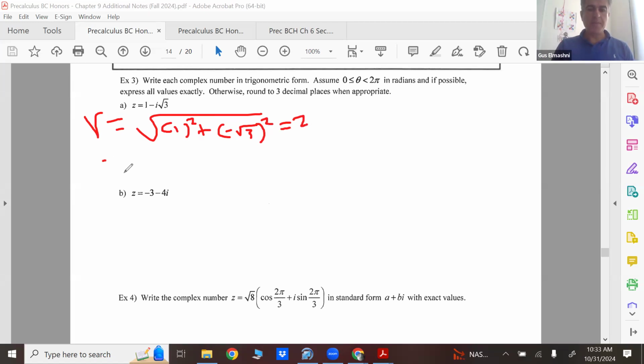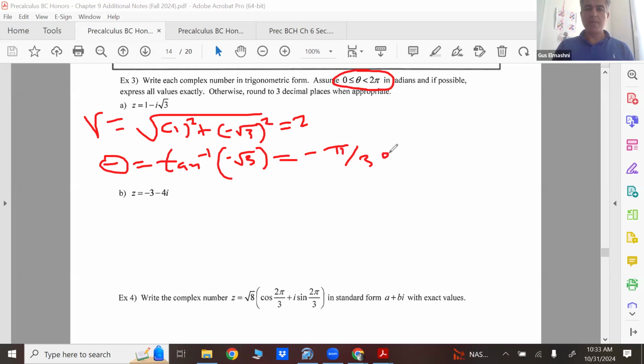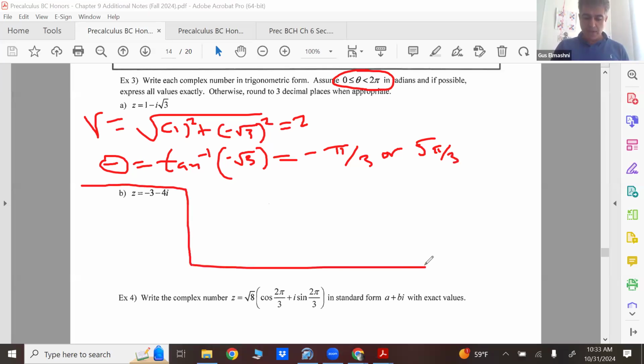Okay, theta is the inverse tan of what? Negative root 3, right? Which I think is going to be negative 60 degrees. No, wait, why am I doing negative? No, it's negative pi over 3. Yeah, we got it, because you're doing y over x, right? But since you want it in Q4, what are you going to say instead? 5 pi over 3. I know I'm out of space here, so I'm going to express my answer like this.